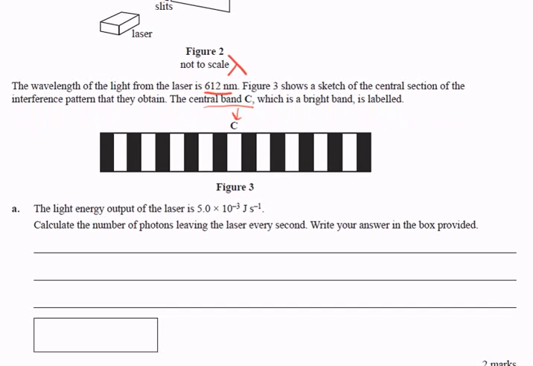Alright, calculate: the light energy output of the laser is 5 by 10 to the minus 3 joules per second. That's how many joules of energy it gives every second. Calculate the number of photons leaving the laser every second. What I'm going to do is work out the energy of each photon, and then work out the number of photons.